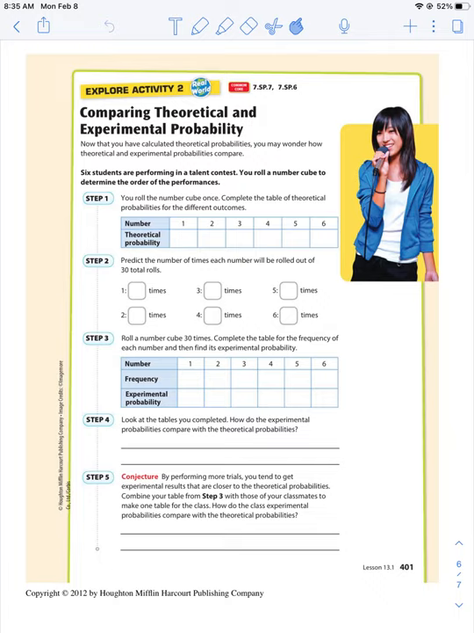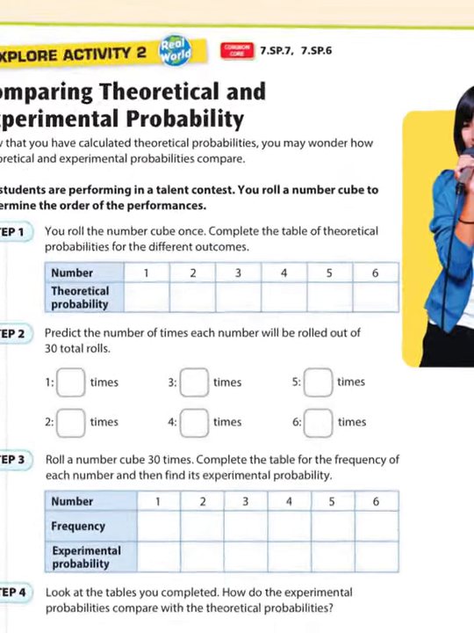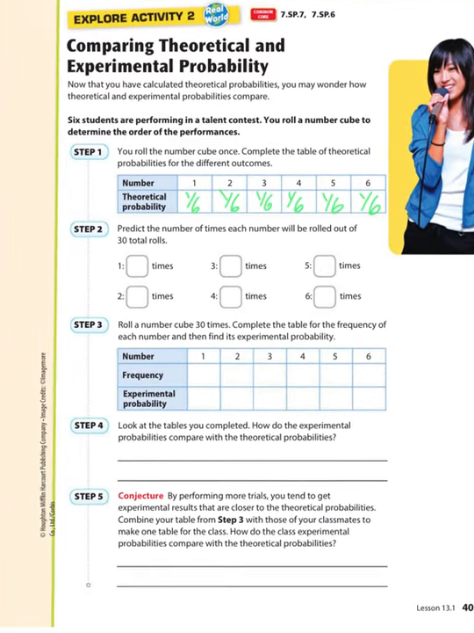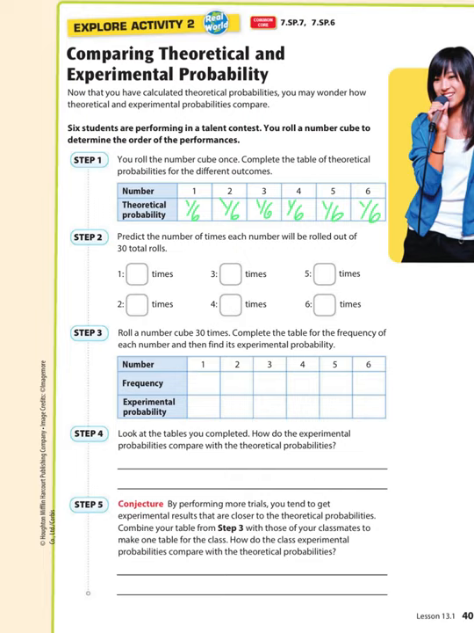6 students are performing in a talent contest. You roll a number cube to determine the order of the performances. You roll the number cube once. Complete the table of theoretical probabilities for the different outcomes. Well, there's 6 sides of a number cube, so the probability you roll a 1 is 1 over 6. The probability you roll a 2 is 1 over 6. And same for each side, because there's 6 sides, they're all the same shape, they're all equally likely. So each of those 6 boxes should have a 1/6.